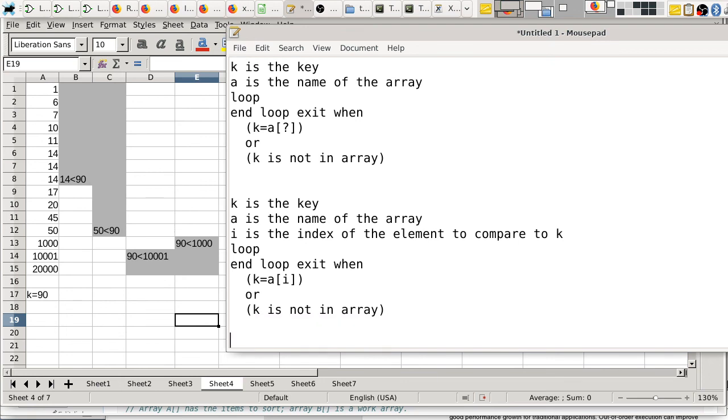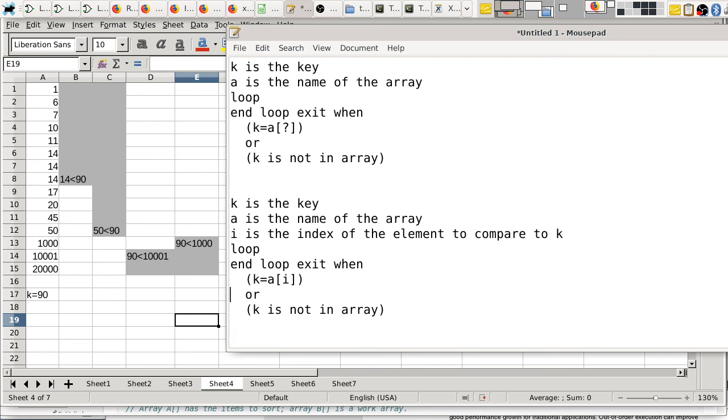At this point I go like, well, if i is the index of the element to compare to k, according to this picture here, I think we have a fairly good way of figuring out what i should be, right? i is in the middle of the portion of the array that we can say it might be in. Is that okay? Does everybody understand what I mean by that? So initially, how do I come up with the first value of i?